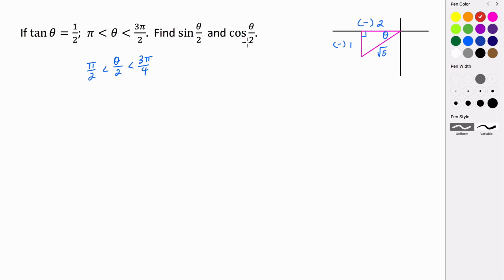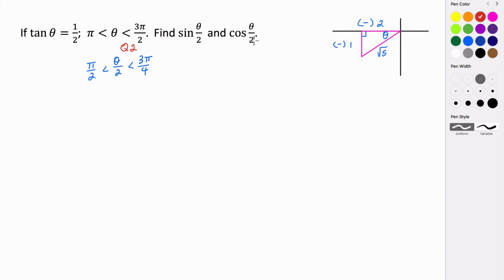All right, so to find the cosine of theta over 2, we're going to be using the same triangle that we did in the last part when we found the sine of theta over 2. And again, we know that theta over 2 is going to be in between pi over 2 and 3 pi over 4 because we just divided the values in this interval by 2, which puts us in quadrant 2. This is in quadrant 2.